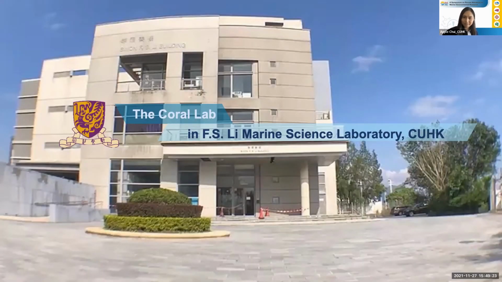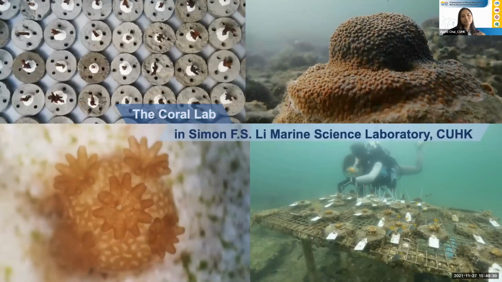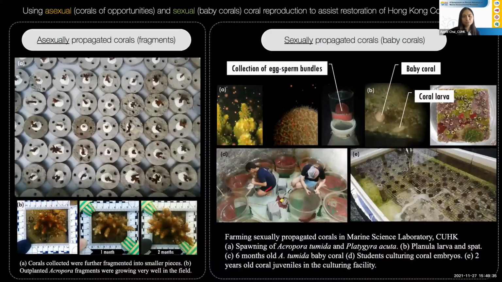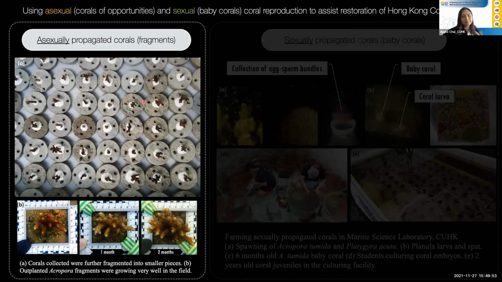I'm not sure if you've been here before. So this is our marine science laboratory in CHK. What we do here in the lab is that we actually culture corals for restoration studies. And to be honest, coral restoration is still in its infancy in both China and Hong Kong. Most of the studies we have so far have used asexual fragments only, because it's easier. These are the so-called asexually propagated corals.